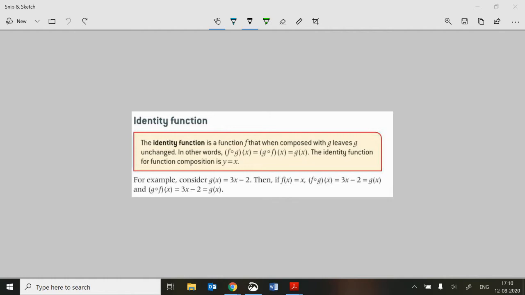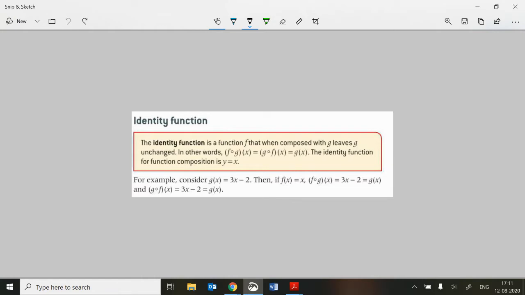And first of all, it talks about the identity function. So the definition for this is to say, well, if we have two functions, then the identity function f is that when composed with g leaves g unchanged. So, for example, f of g of x is the same as g of f of x gives us this answer of g of x.